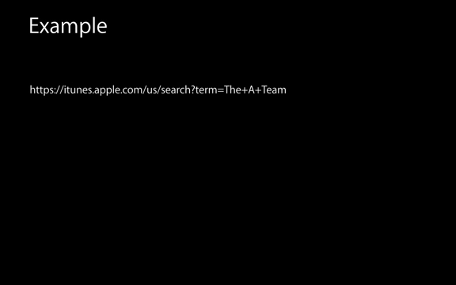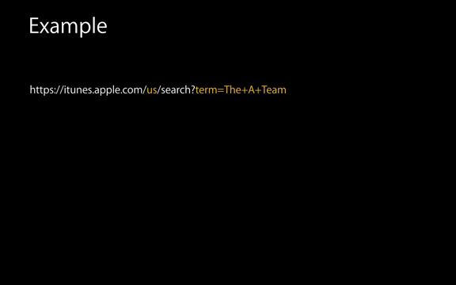So we might have a search box that they can type something in, and we would put that content into this sort of URL. And I want to highlight that we're specifying the US storefront, and we're passing in the term that we're trying to search for in the query parameter term. In this case, the user has typed in the A team.